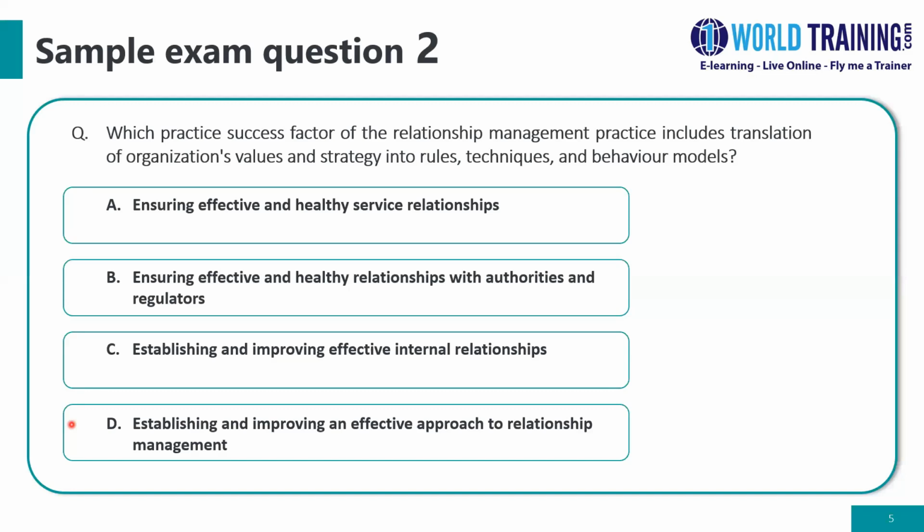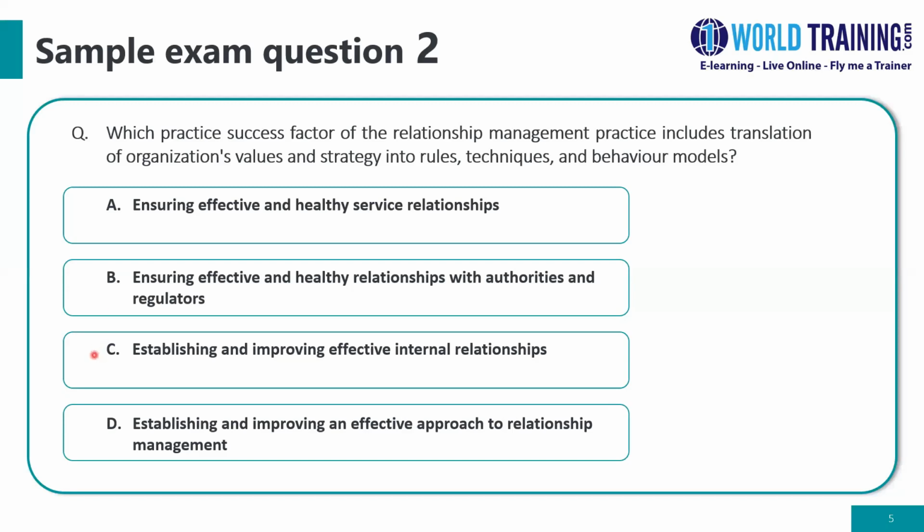So the question is about translating the values and strategy into rules, techniques, and behaviors. It seems to be at first sight related to the approach PSF rather than the internal and external relationships, because those will follow the approach for the internal and external relationships to be established and maintained in an effective way. Therefore, we could rule out option A. This is about the relationships of the organization with the external stakeholders, and it's an aspect of that. Then option B, the authorities and regulators seems to be, again, external stakeholders. So it's again for that PSF, practice success factor, for the external relationships to be maintained in a healthy manner.